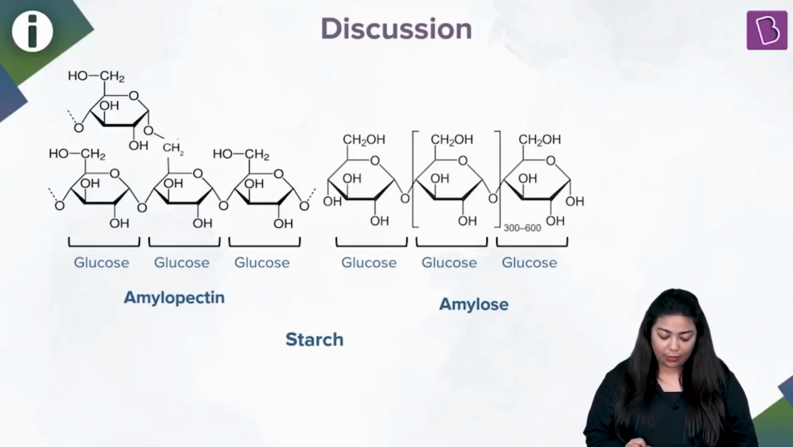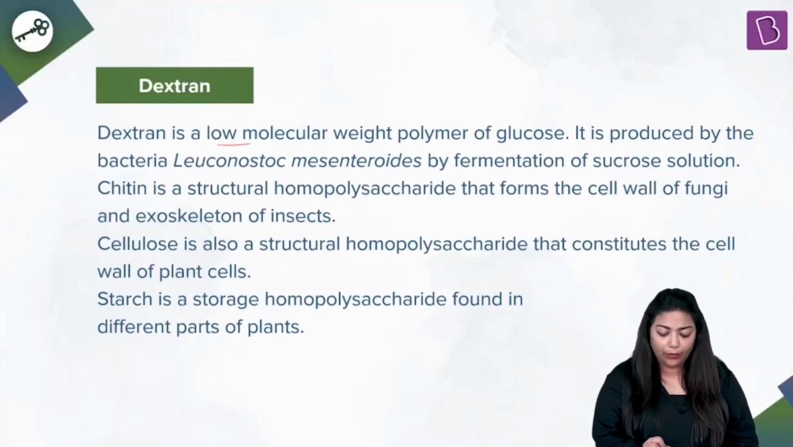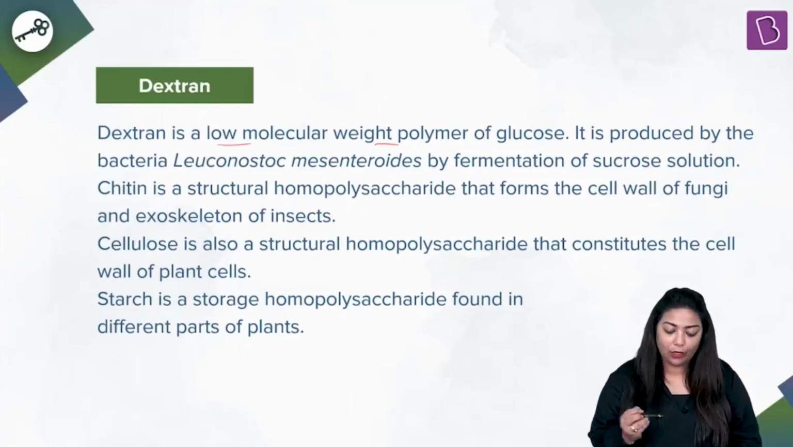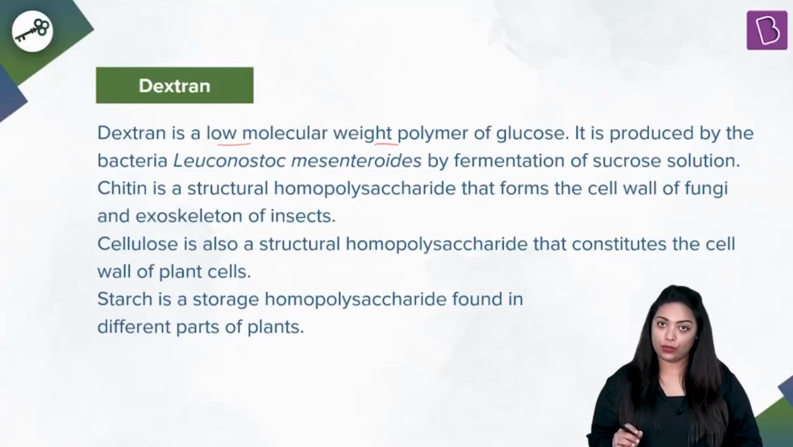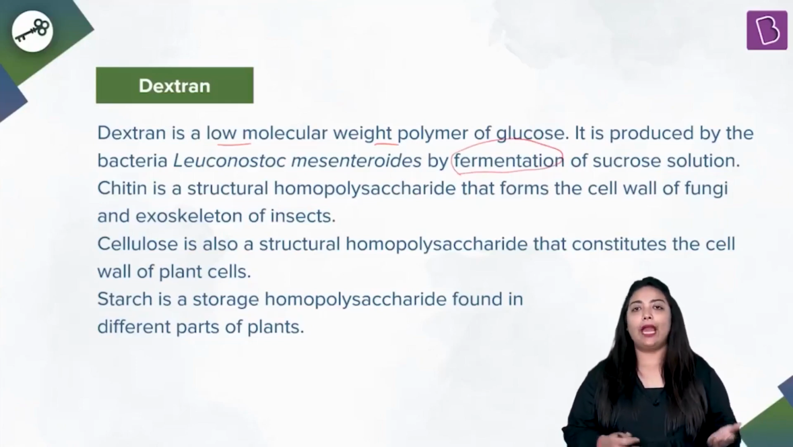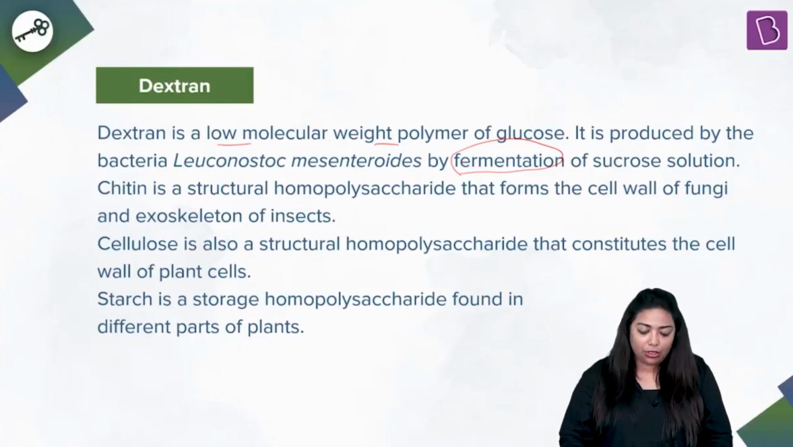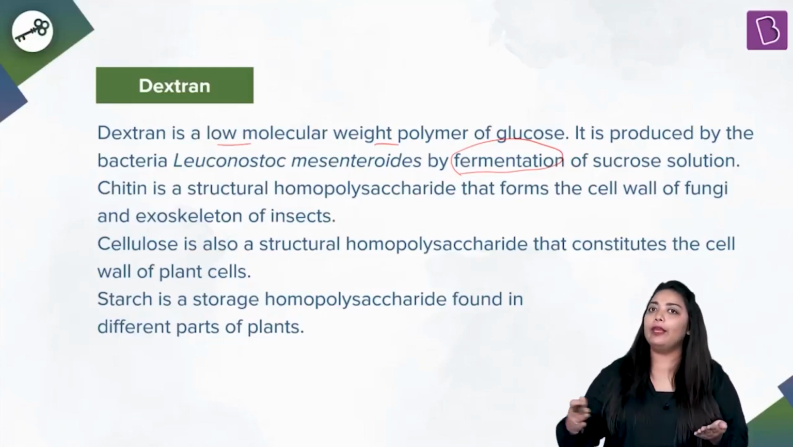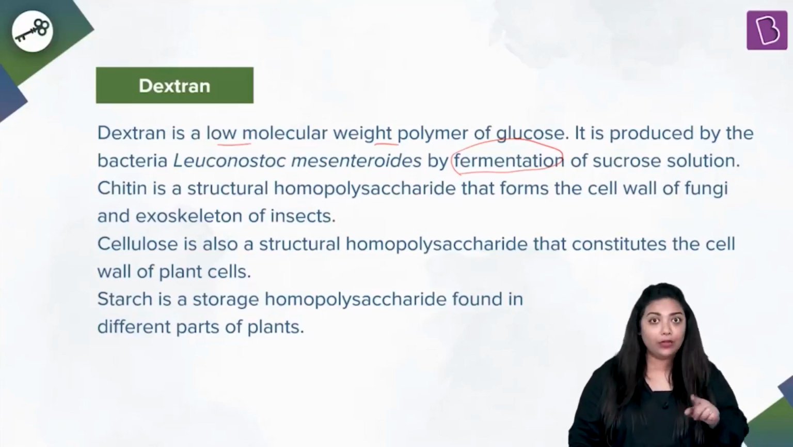So what I would suggest is you can sum this up and write this down, children. Dextran is a low molecular weight polymer of glucose. Okay. It is produced by the bacteria Leuconostoc mesenteroides by fermentation of sucrose. Okay. Please remember this. This also probably can be put as some other question. You never know. Be prepared. Chitin is a structural homopolysaccharide. Homopolysaccharide because all the monomeric units are glucose, glucose, glucose, glucose. Same. Correct? Next. Why do you use the word structural?